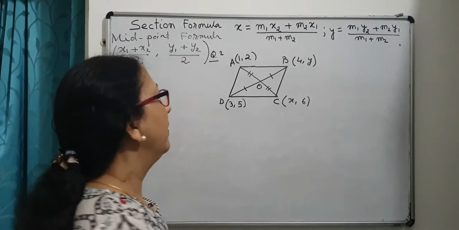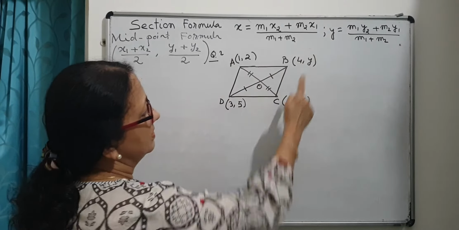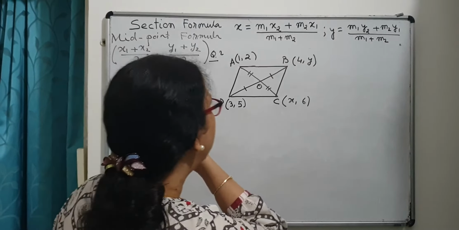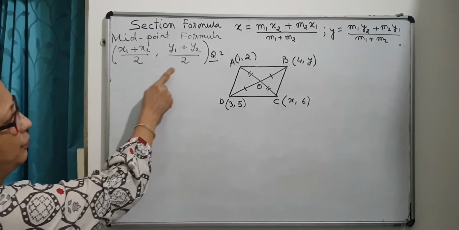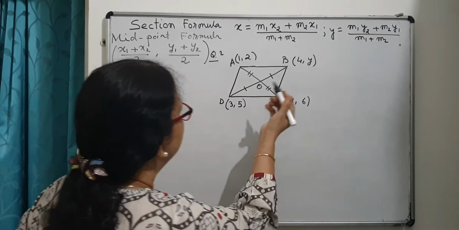That is the meaning. So that means O is the midpoint of both the diagonals by the property. So we can use the midpoint formula. So what will you do? We'll find it in this way.